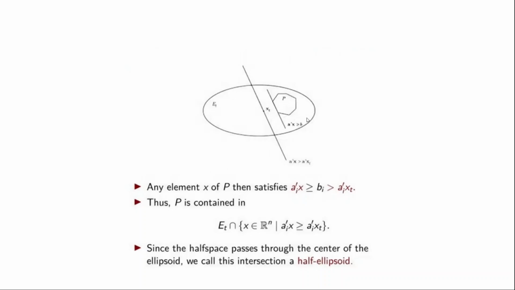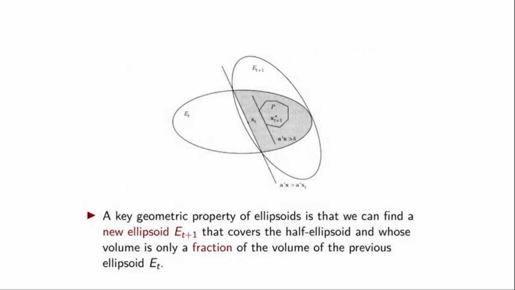The newer constraint creates a half space, as you can see. The half space that has been created passes through the center of the original ellipsoid Et, and since it creates a half-ellipsoid kind of structure, the half space thus created is known as a half ellipsoid. Okay, let's move forward. This grayish area is the half ellipsoid that has been created.